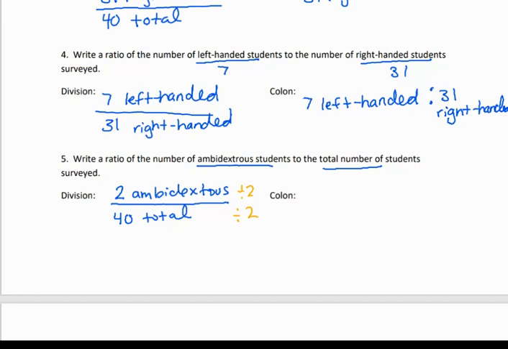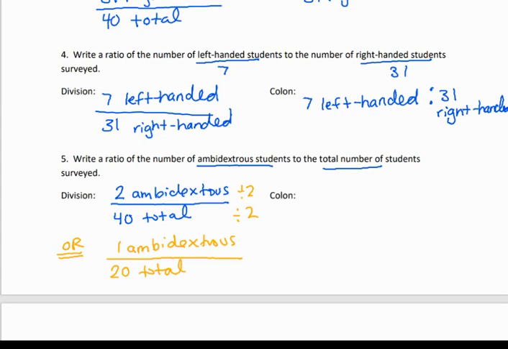And what would I get up top now? What's 2 divided by 2? Careful. 2 divided by 2 is 1. So I would get 1 over, and 40 divided by 2 is 20 total. So if you can ever reduce, try reducing.